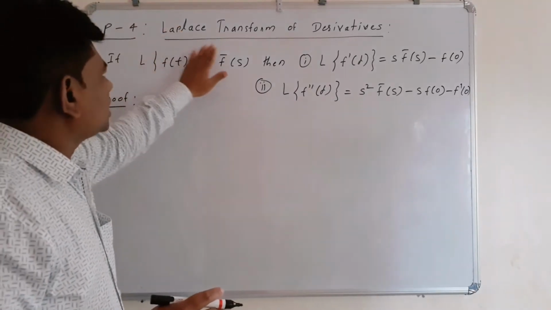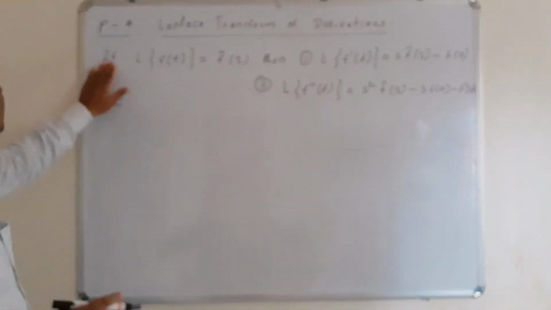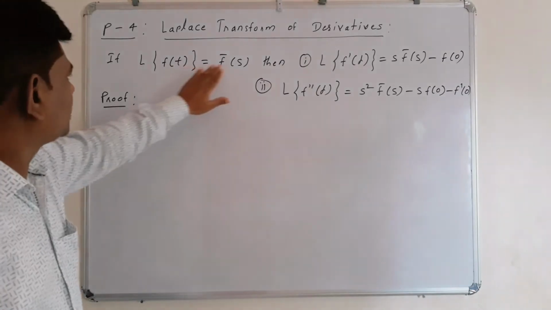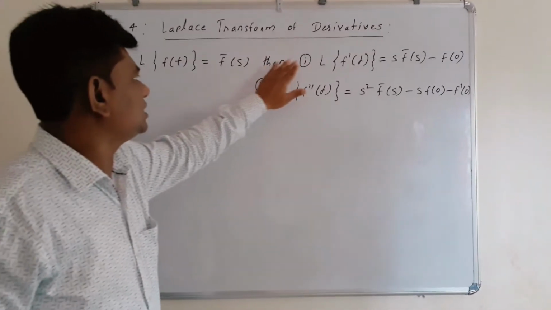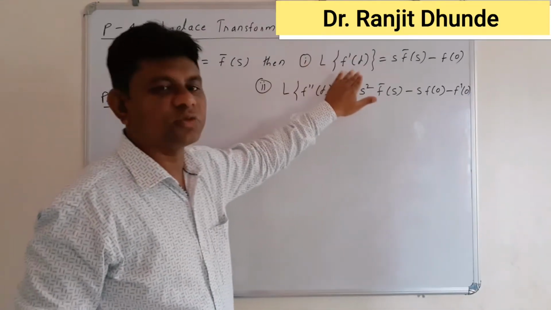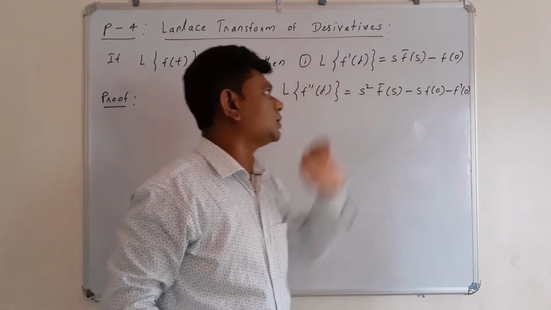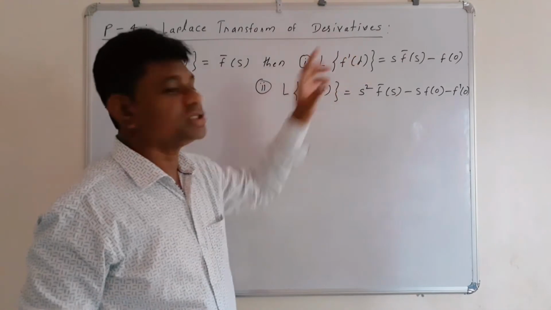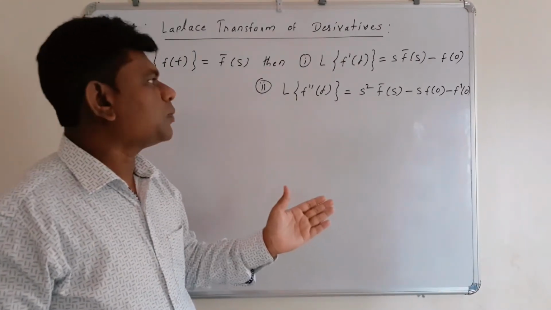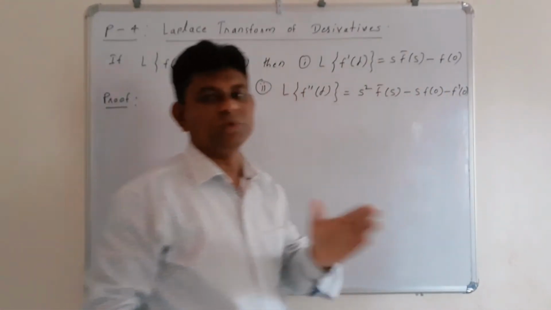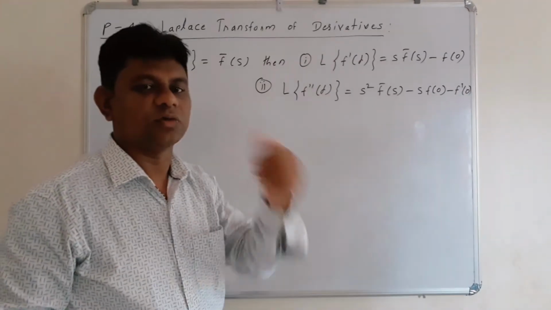Now, property number 4, Laplace transform of derivative, states that if Laplace transform of f(t) is equal to f bar(s), then number 1, Laplace transform of f'(t) is equal to s times f bar(s) minus f(0). Here, this dash denotes the first derivative of f(t), and f(0) will be the value of f(t) at t equal to 0.